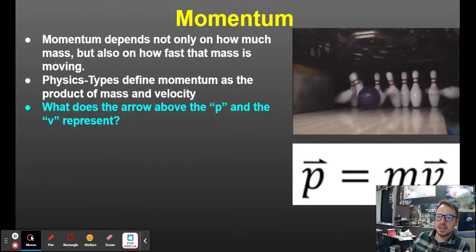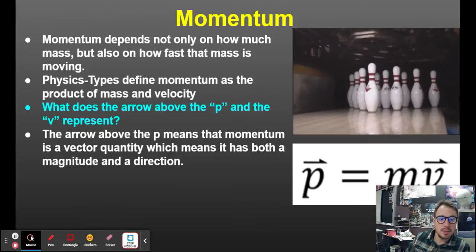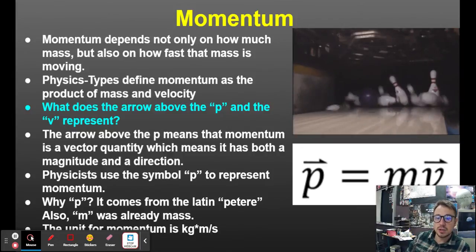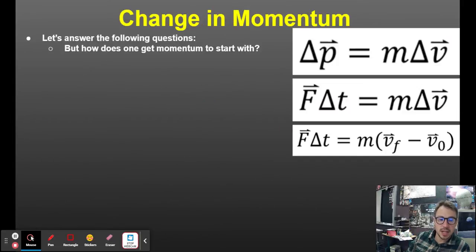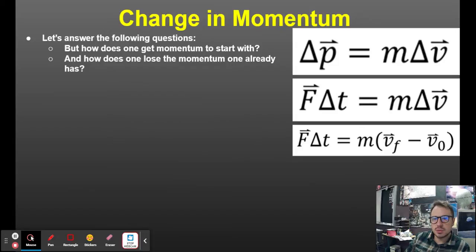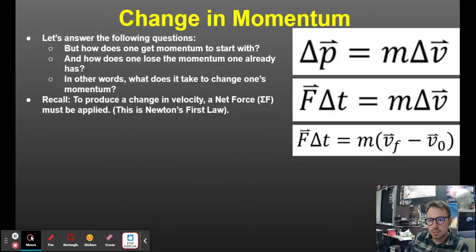So what does the arrow above that P represent? Oh, well, it is going to be a vector quantity, which means it does have a direction, and the unit for momentum is kilogram meters per second. So then we talked about, well, how do we change an object's momentum, right? How do you gain momentum? How do you lose momentum?